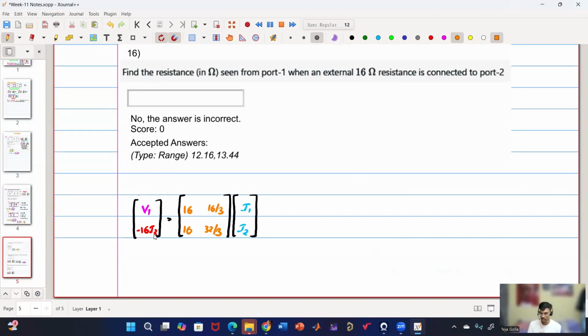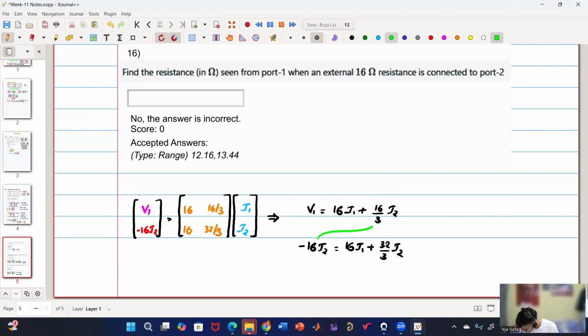Yes, sir. Okay, so now let me write the two equations that I will get. V1 equals 16 I1 plus 16 by 3 I2, and the other equation is minus 16 I2 equals 16 I1 plus 32 by 3 I2. Basically, you have to solve for I2 in one equation and then substitute it in the other equation, and solve for V1 by I1.